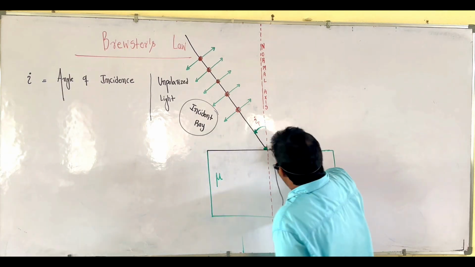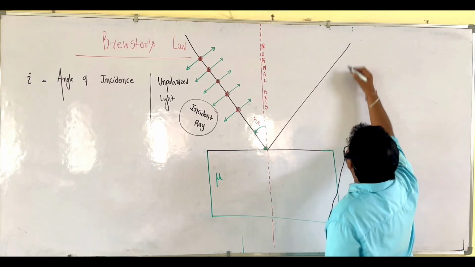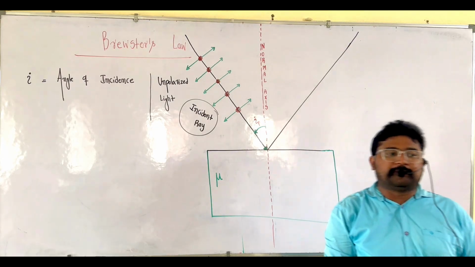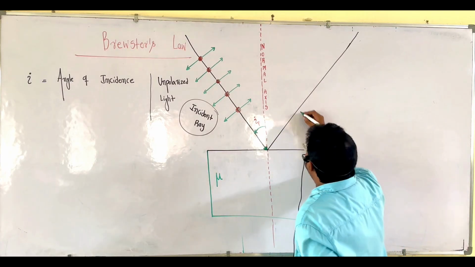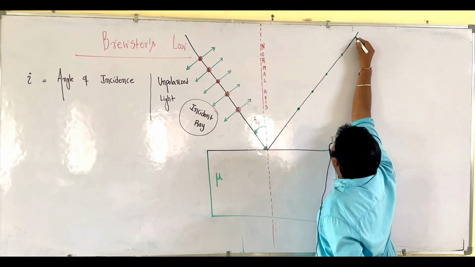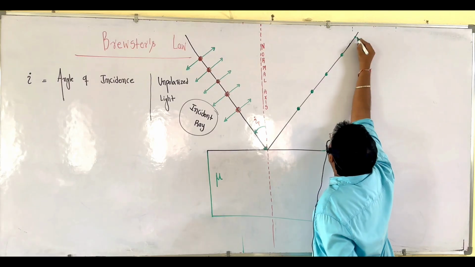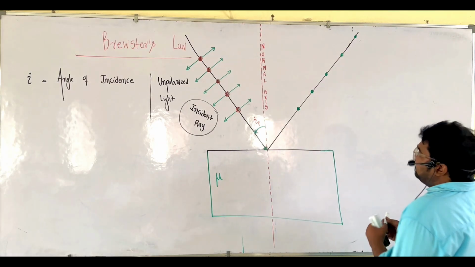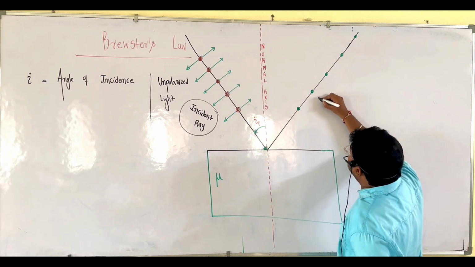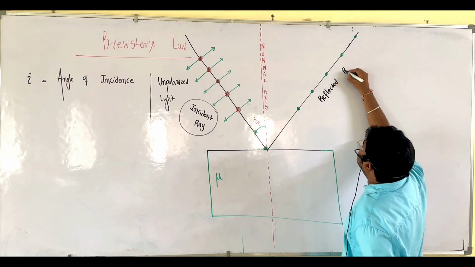After that it is the reflected ray. What is the reflected ray? According to Brewster's law, it is completely polarized, with only one electric field component. Okay? This is completely polarized or plane polarized. Reflected ray is what?